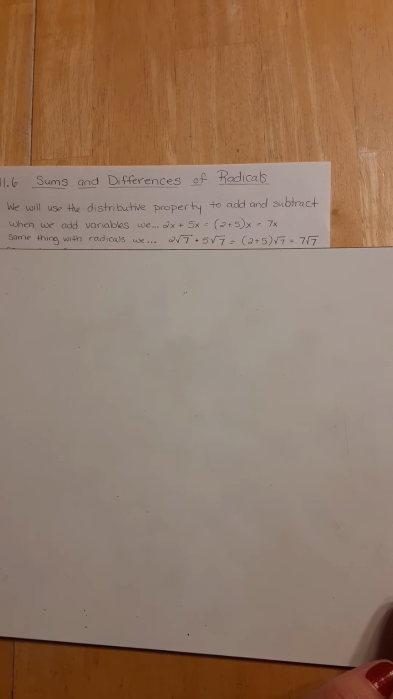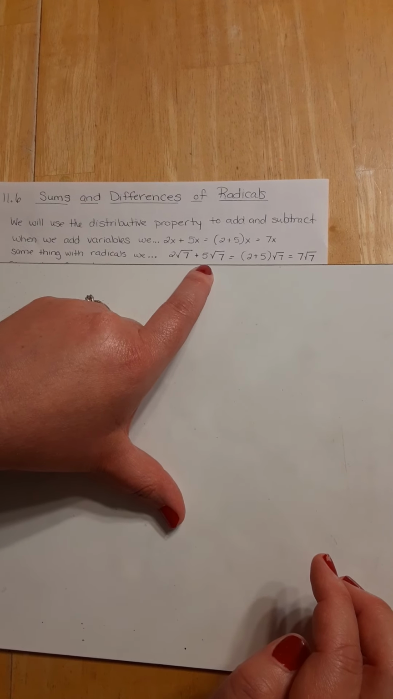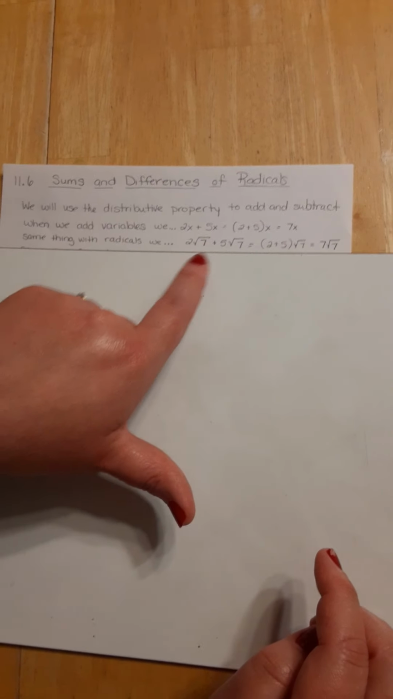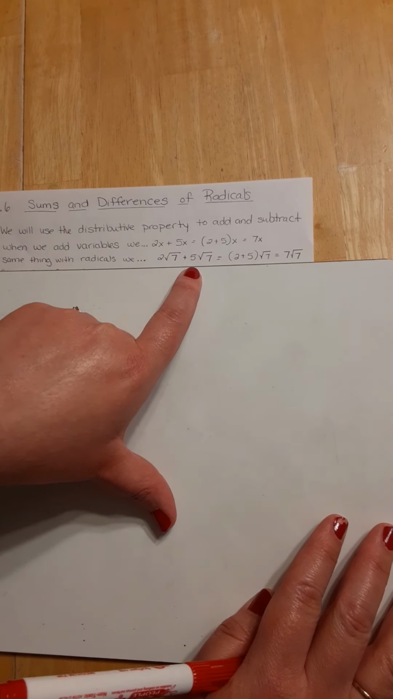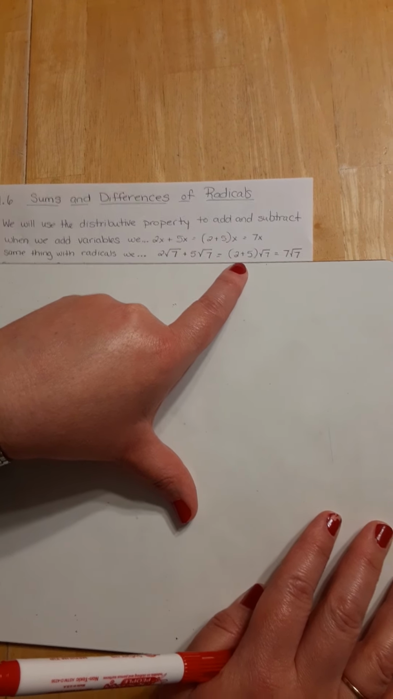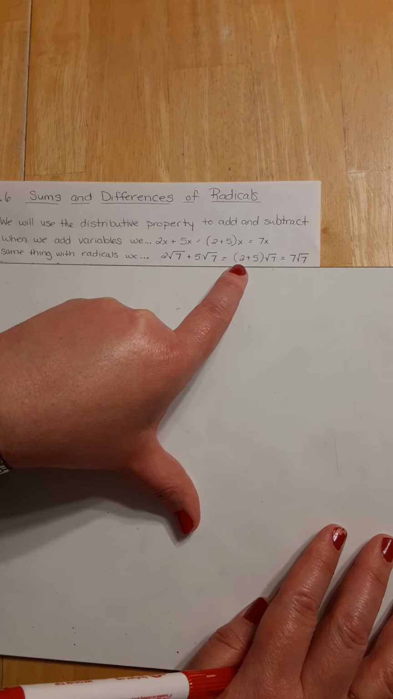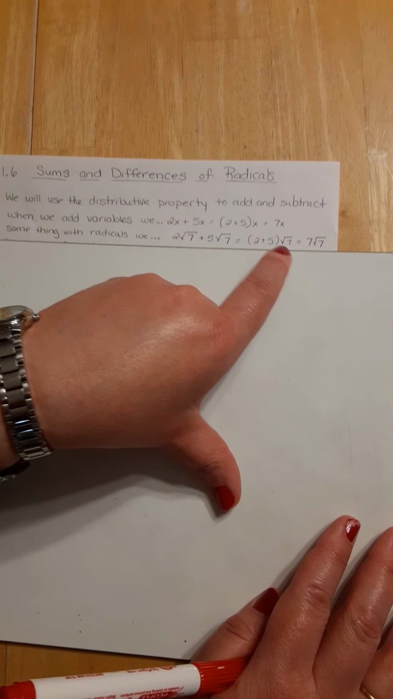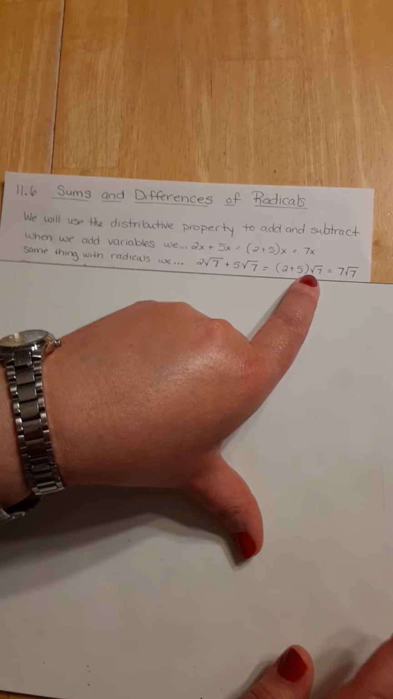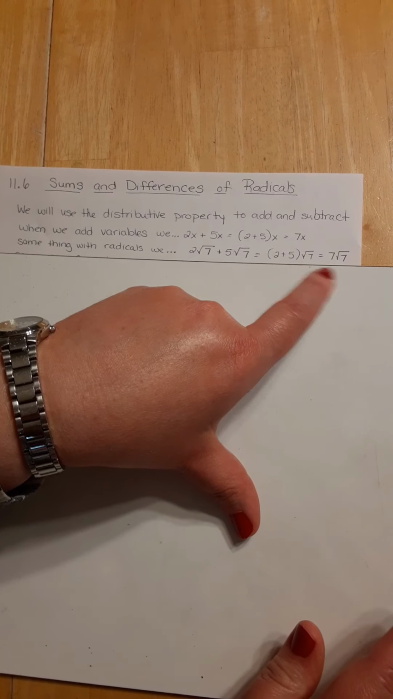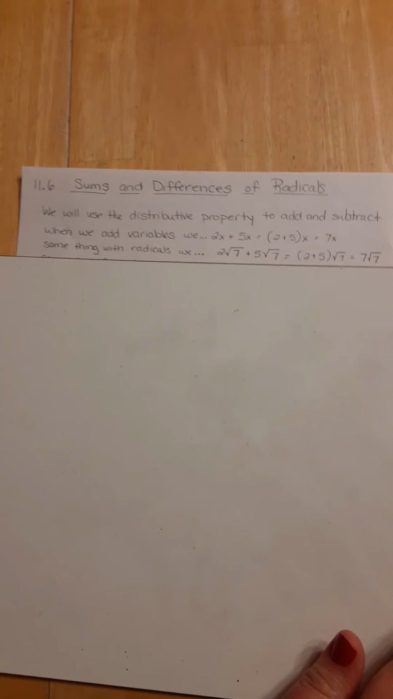So here we have 2 times the square root of 7 plus 5 times the square root of 7. We can go ahead and add these together because they have the same radical. Now we're going to pull out the coefficients in front of them, the numbers in front, and add those numbers, so 2 plus 5 is 7, and then we attach the radical, which we can think of as our variable in a sense. So our final answer would be 7 times the square root of 7.